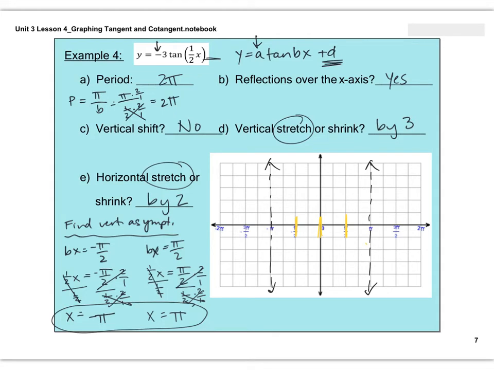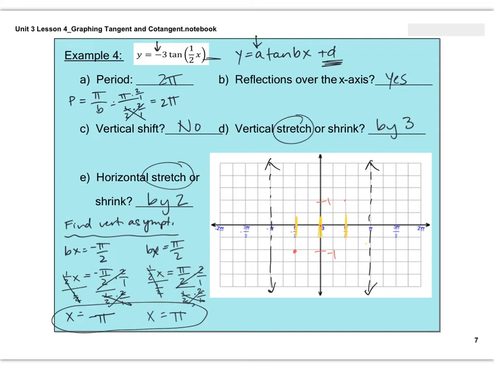Well, I have to consider my a. I have a negative 3 there, which is going to reflect it over the x-axis, and I have a stretch of 3. So normally what would happen is I would start down here at negative 1. Let's just call this negative 1 and positive 1. And I would come up to here, and then I would come up to here. And I would work my way from the bottom left to the top right for tangent.